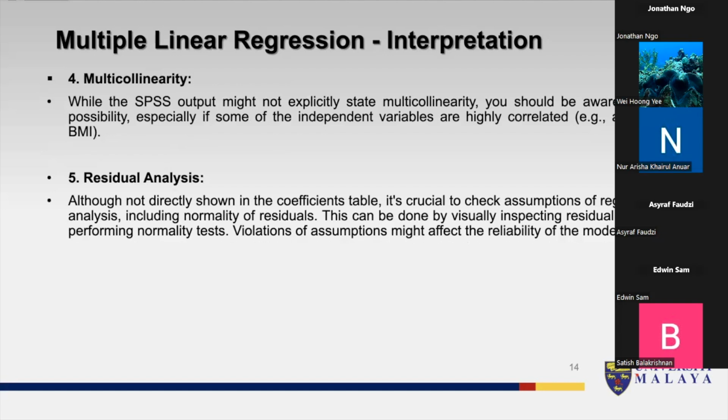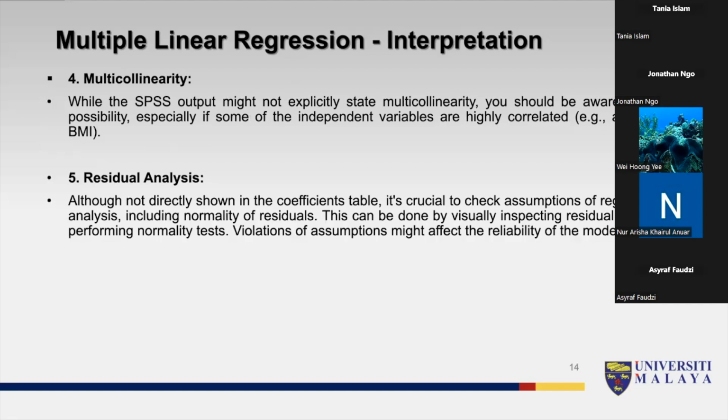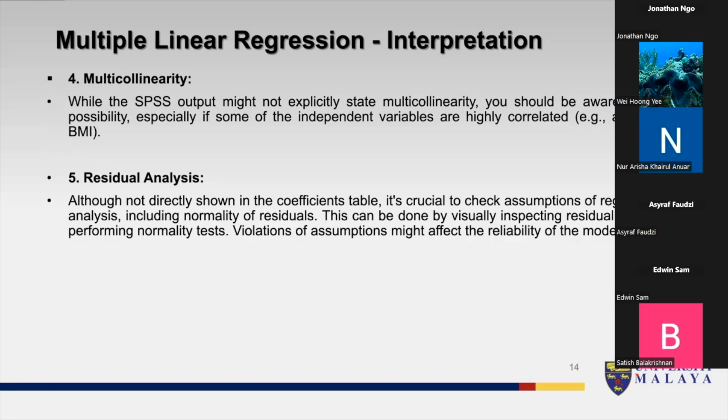However, you need also to be aware that even if no multicollinearity issue is observed by SPSS, you as a human being, as a researcher, need to think whether your variables are actually related or strongly correlated with each other. For example, the age and BMI that I mentioned just now. And also the residual analysis. This is not shown in the table, but it can be visually inspected using residual plots to ensure your data is actually normally distributed, so it didn't violate your assumptions.